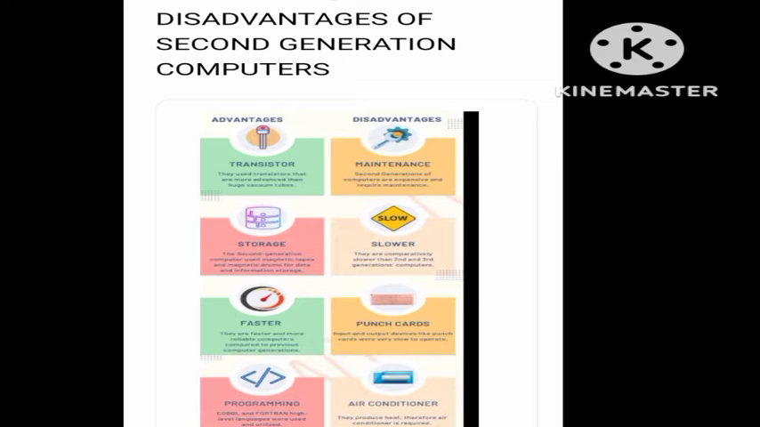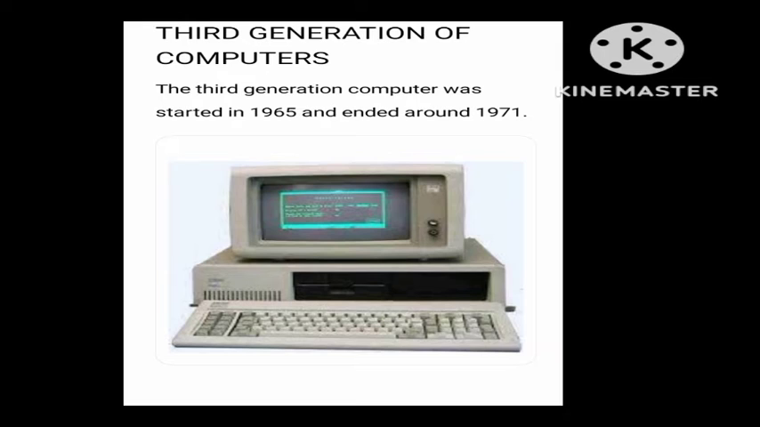And disadvantages. First one is maintenance. Second generation computers are expensive and require maintenance. Slower. They are comparatively slower than third generation computers. Punch cards. Input and output devices like punch cards were very slow to operate. Air conditioner. They produce heat. Therefore, air conditioner is required. Move on to the third generation of computer.